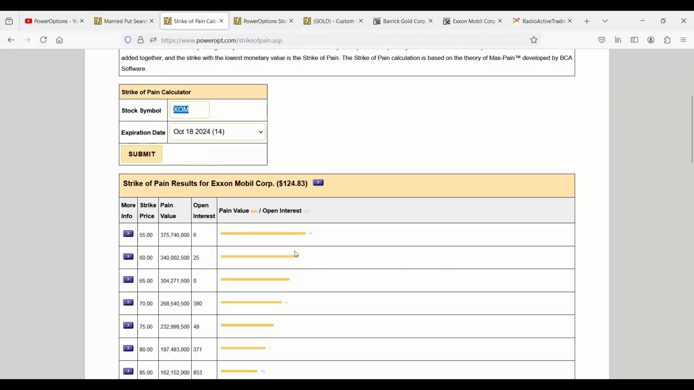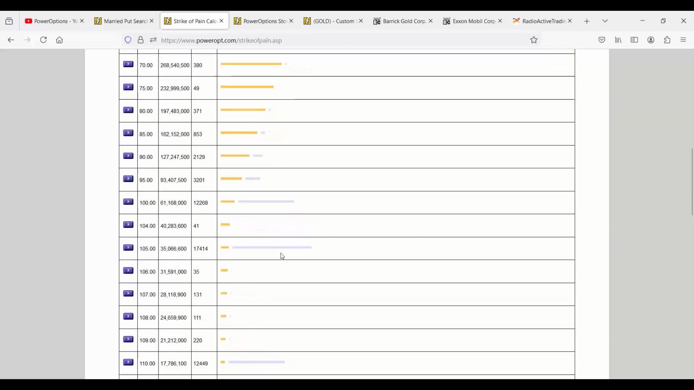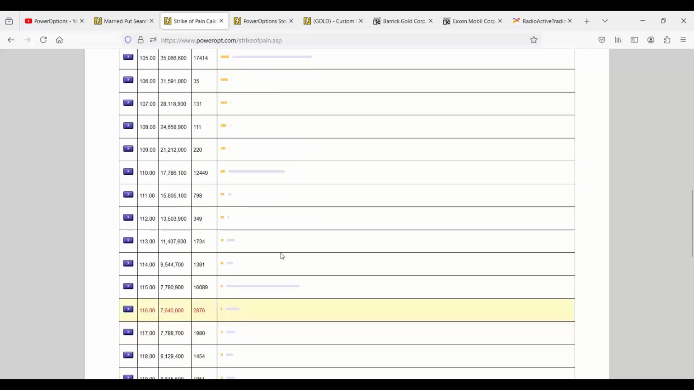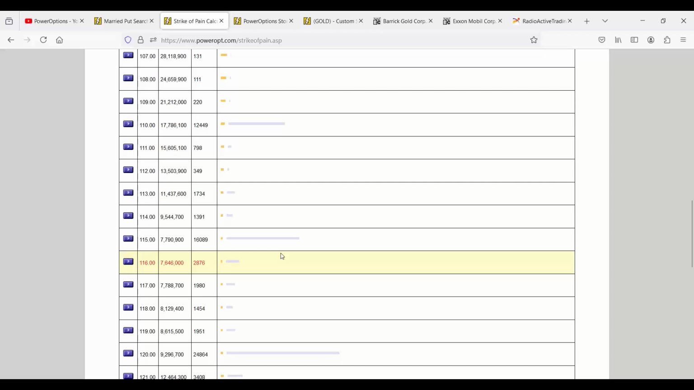The equation shows us that, hey, at these prices, if XOM is at 124.83, we have a high pain value at 55 here, but it's a small open interest. And what this tool is showing me is that in 14 days, I took that October 18th expiration, the pain value is at 116. Right now, what is the pain value? We're doing single strikes, so you see that they're very similar. That yellow mark here is the pain value. And it's all very similar in these strikes because they're all really close.